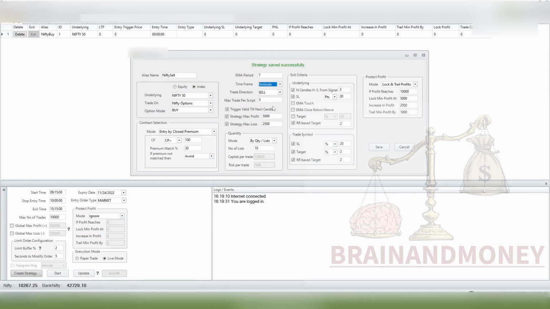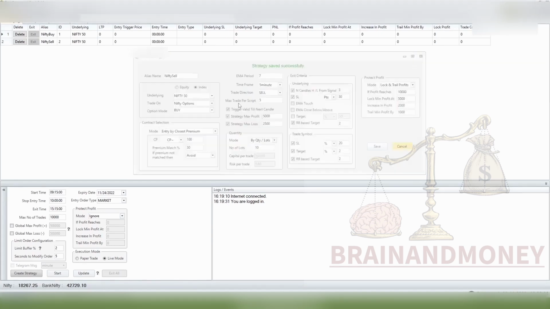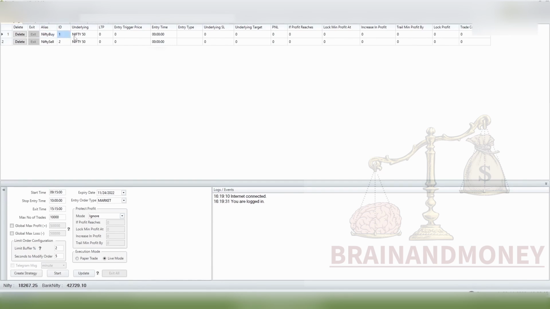So you will just need to edit once again. So this ID1 will be taking the buy side trades only on the 15-minute time frame, and this will be taking the sell side trades only on the 5-minute time frame. Like that you can do multiple strategies if you want to run it on multiple time frames.